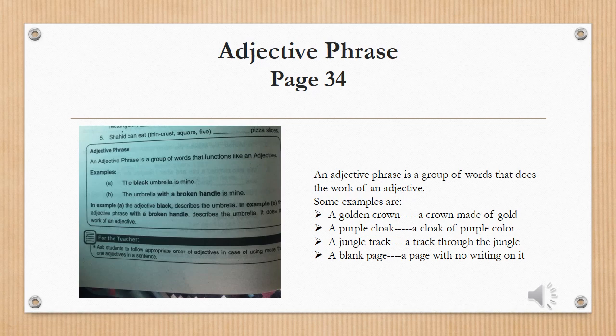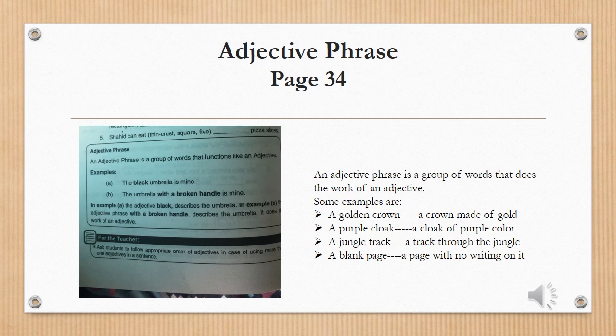Similarly, let's have another example. The magistrate was a kind man. The magistrate was a man with a kindly nature. I hope you get my drift how one word itself can be used as a phrase. So a group of words that function as an adjective is what we mean by adjective phrase.